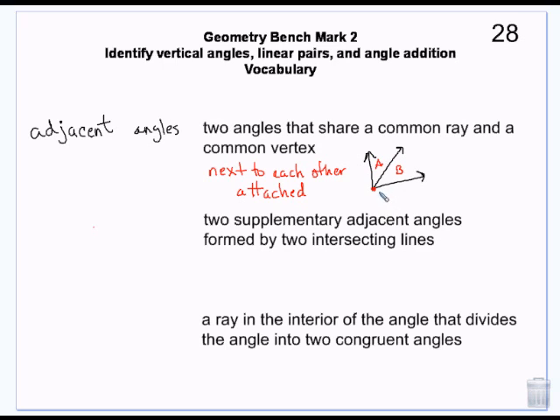Two supplementary adjacent angles formed by two intersecting lines make a linear pair. Okay, so, what the heck? All right, a linear pair.